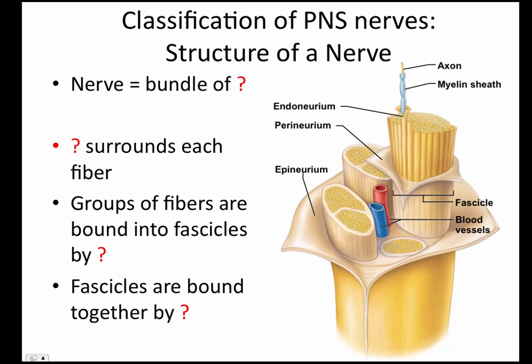Okay, looking at the structure of our nerve, we briefly looked at this last class, but we're going to go over more anatomy of the nerves just because we're going to see how these nerves are grouped and how they differ between our somatic and autonomic nervous system. Okay, so nerves, once again, these are bundles of neuron fibers. And they're all bundled by connective tissue.